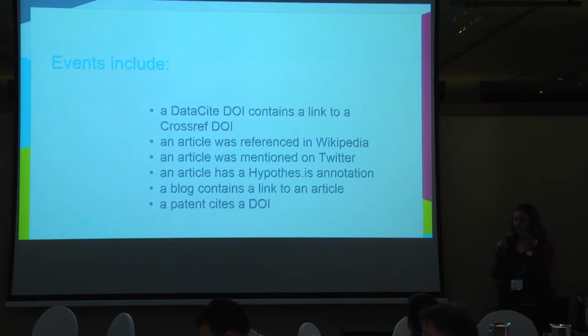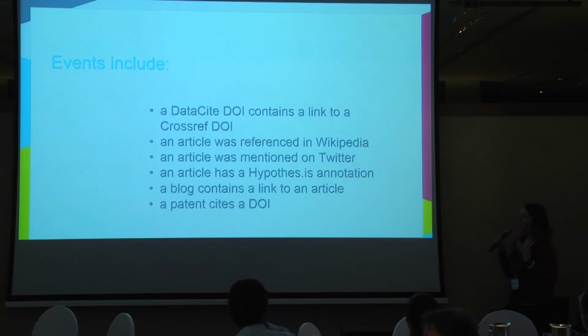So an event itself is a single data point. It's the record of a claim made about the existence of a relationship between something like a Wikipedia page and a DOI. So there's some examples up here. I mentioned already it could be that a DataCite DOI contains a link to a Crossref DOI, and we have those links captured in event data.